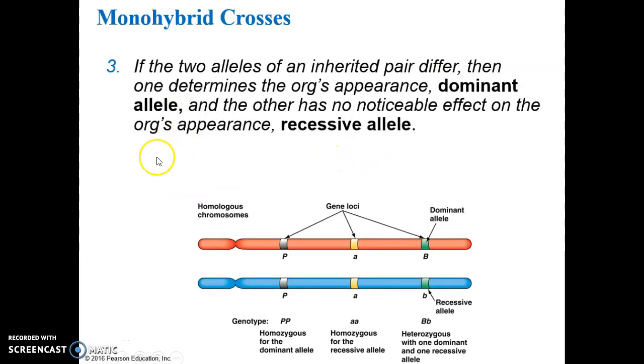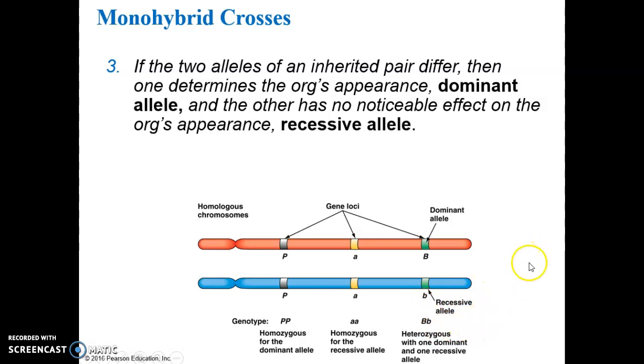Okay, so another hypothesis. If the two alleles for the inherited characteristic differ, then one determines the organism's appearance. In other words, if the individual is heterozygous, having a dominant allele and a recessive allele, then the dominant allele will determine the organism's appearance, and the other allele will have no effect on the organism's appearance, and that allele is referred to as the recessive allele.